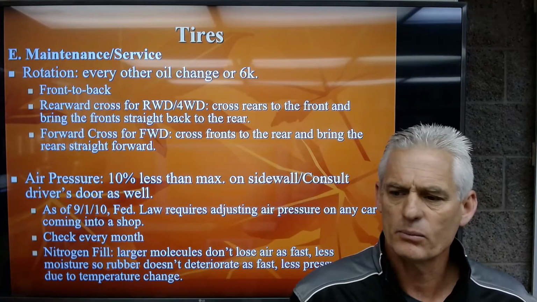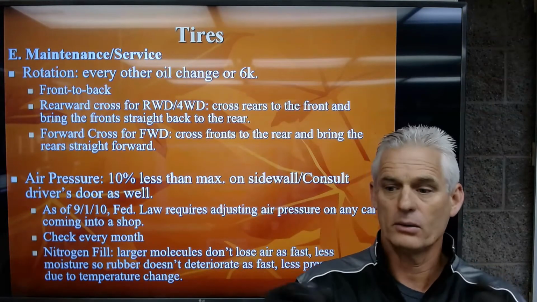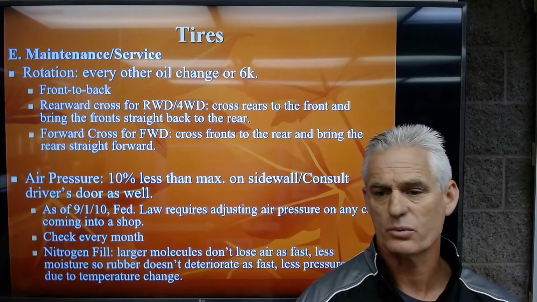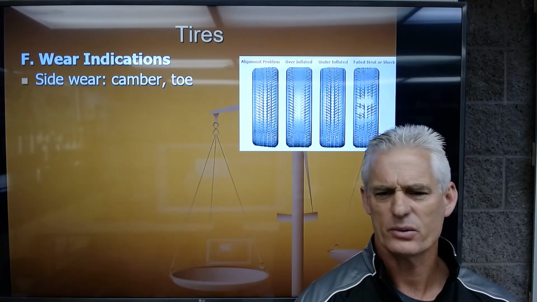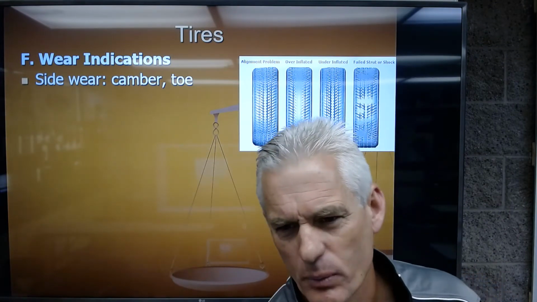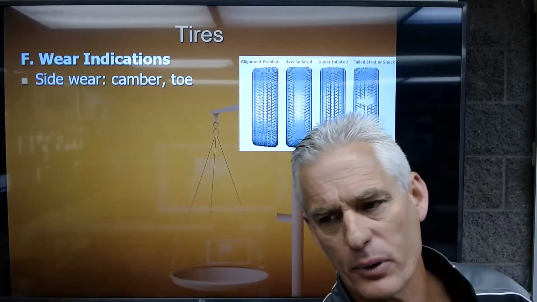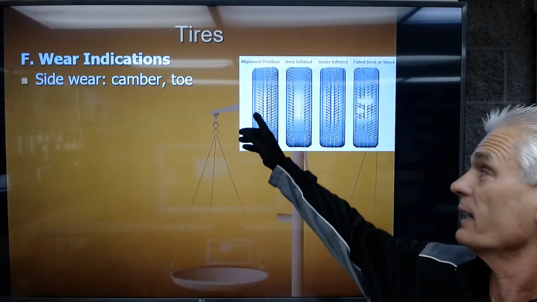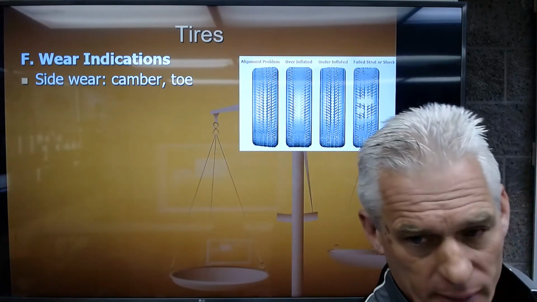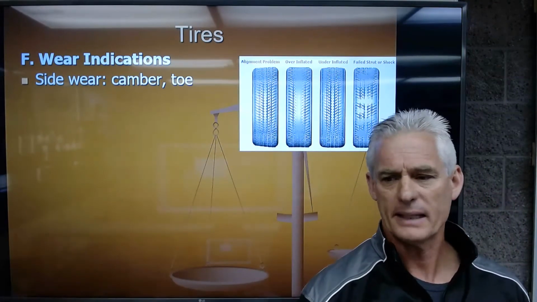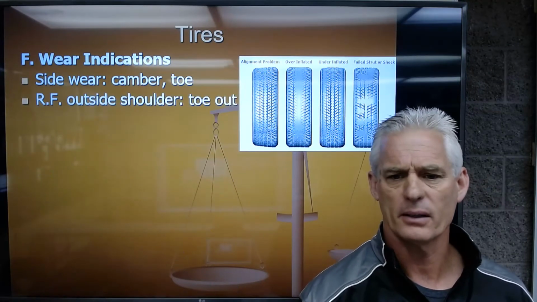So just giving it more nitrogen gives it a larger molecule, so it won't leak as much through the tire. Wear indications. Okay, so side wear. When you get side wear, you've either got camber or toe wear, or you can just say it's worn on one side, we've got some sort of alignment problem. It could be camber, it could be toe, but we'll talk about that in alignment.